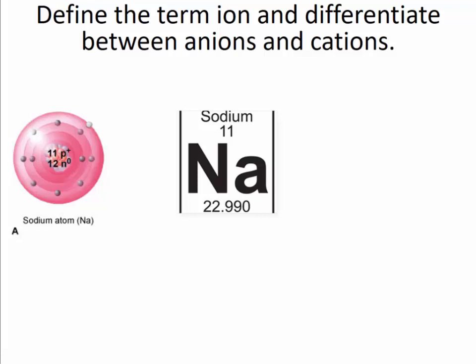So moving on from the elements, we want to move into how we actually produce the compounds, the molecules that make up the body. We're going to start by defining the term ion and differentiating between anions and cations.